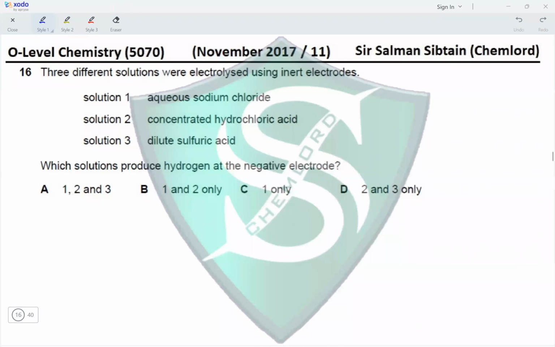Question 16. Three different solutions were electrolyzed using inert electrodes. Aqueous sodium chloride would produce hydrogen and oxygen gases. Concentrated hydrochloric acid would produce hydrogen and chlorine gases. And dilute sulfuric acid would produce hydrogen and oxygen gases.